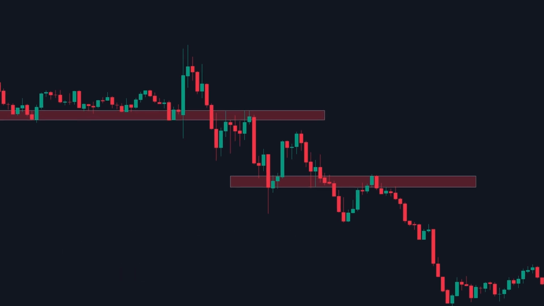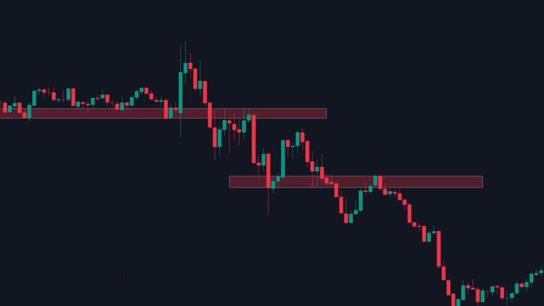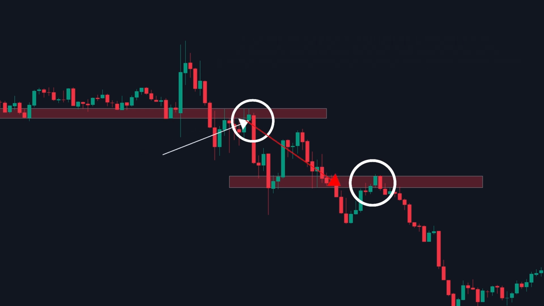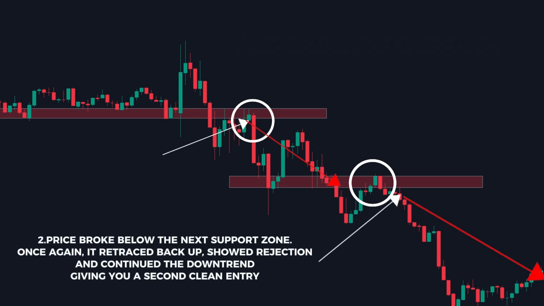This image actually shows two trading opportunities using the break and retest concept. After price broke the upper support zone, it pulled back for a retest. The rejection with strong bearish candles created the first short setup. Later, price broke below the next support zone. Once again, it retraced back up, showed rejection, and continued the downtrend, giving you a second clean entry.